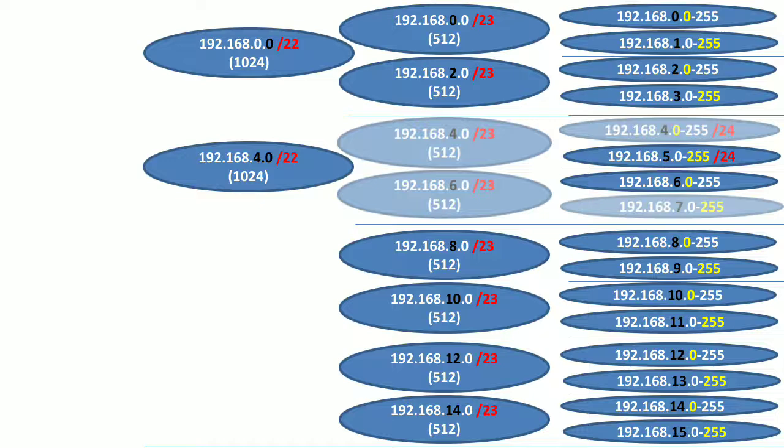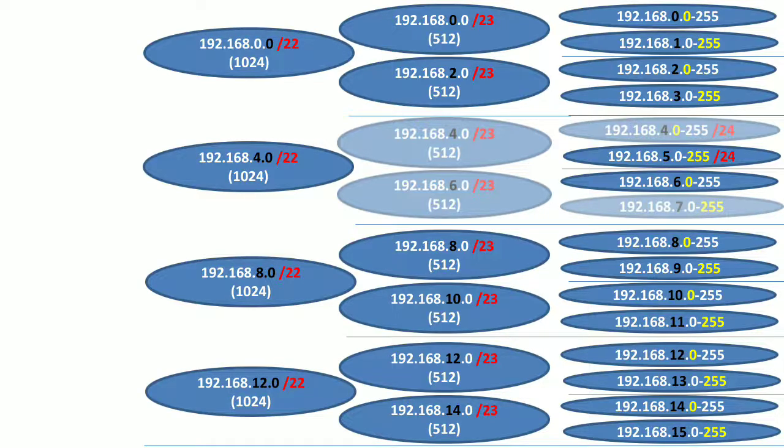So similarly, the other network would have 0.0 as its network ID, and 3.255 would be its broadcast IP address. And this 8.0/22 network would have 8.0 as its network ID, and 11.255 as its broadcast IP address. And this 12.0 network would have 12.0/22 as its network ID, and 15.255 as its broadcast IP address.